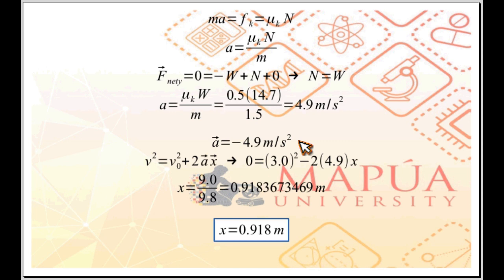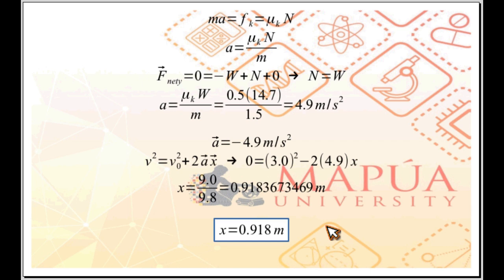Now that we know the value of the acceleration is constant at negative 4.9 meters per second squared, the box is undergoing uniform acceleration. You have four equations to choose from. One of the equations of uniform acceleration is v squared is equal to v naught squared plus 2ax. If you plug in the known values, the only unknown is x. We are able to calculate x to be 0.918 meters.